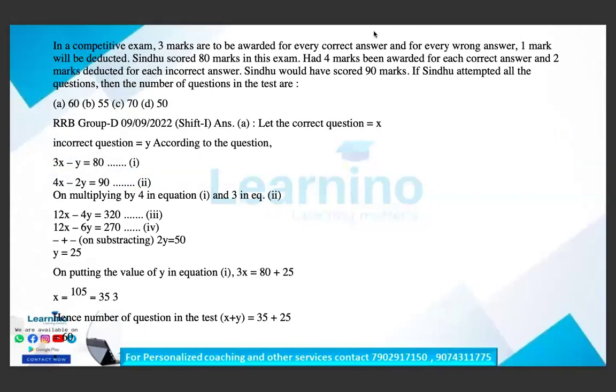Next question. In a competitive exam, 3 marks are to be awarded for every correct answer, and for every wrong answer, 1 mark will be deducted. Sindhu scored 80 marks in his exam. Had 4 marks been awarded for each correct answer and 2 marks deducted for each incorrect answer, Sindhu would have scored 90 marks. If Sindhu attempted all the questions, then the number of questions in the test are?